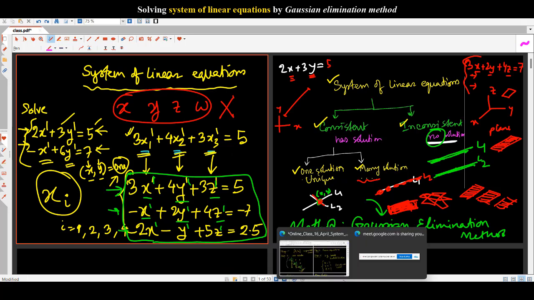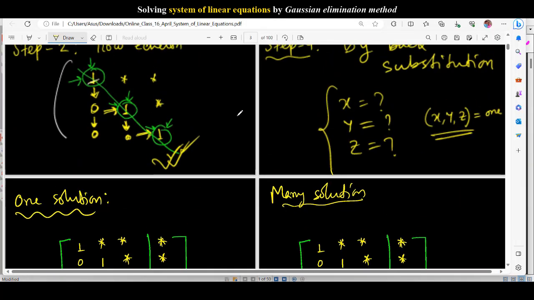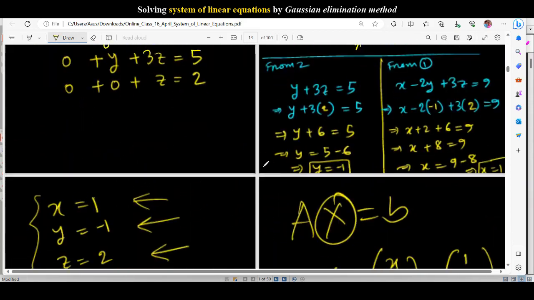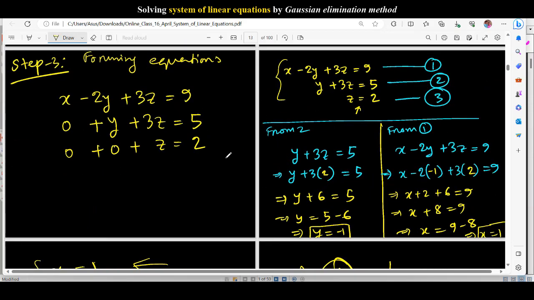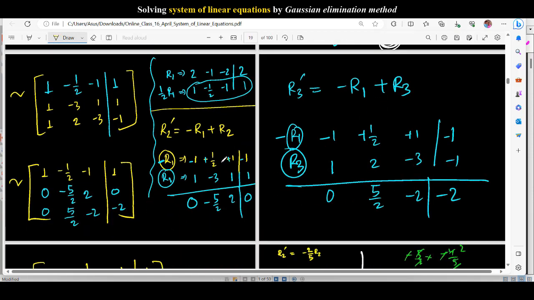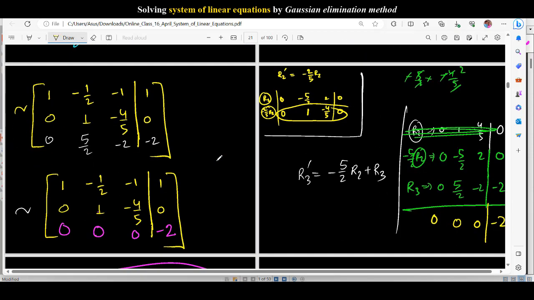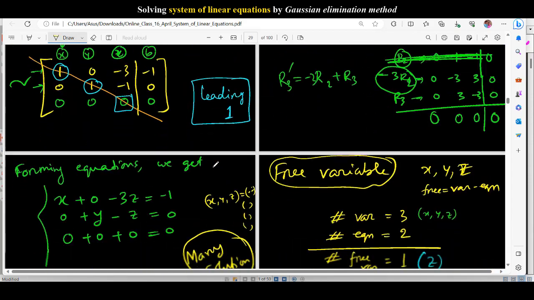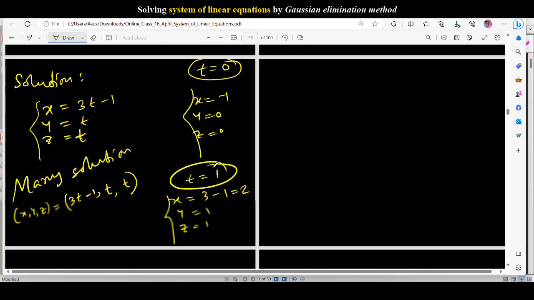Now you can have a look at this note. The problems have been solved, and try to understand this. We will discuss the problem solving part in our next session. Today whatever we have discussed is the theoretical approach.